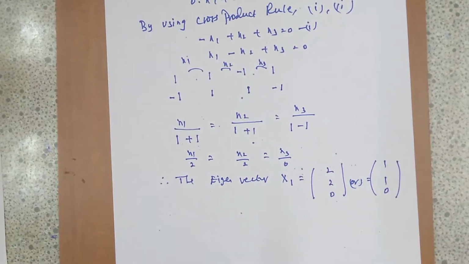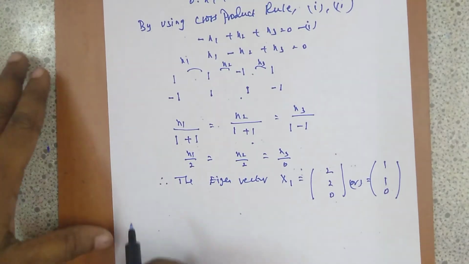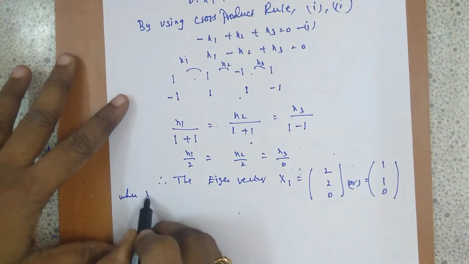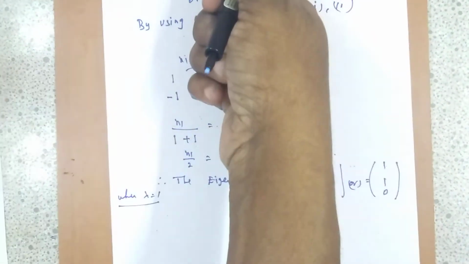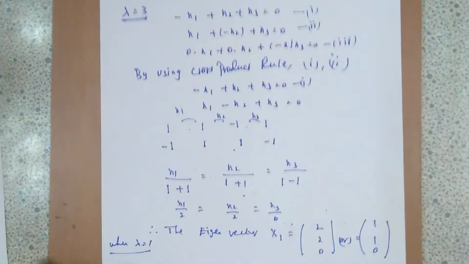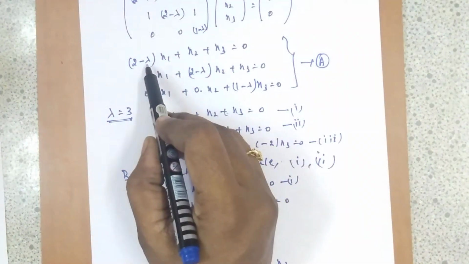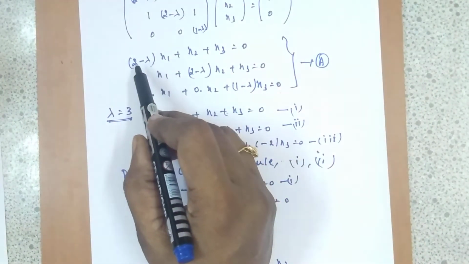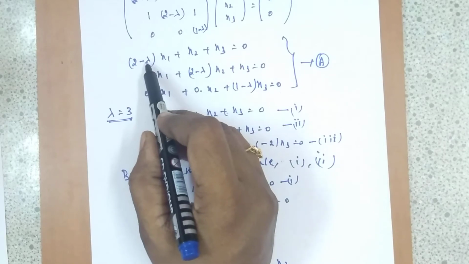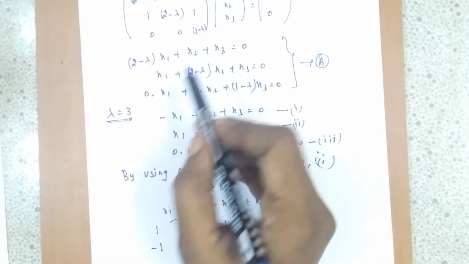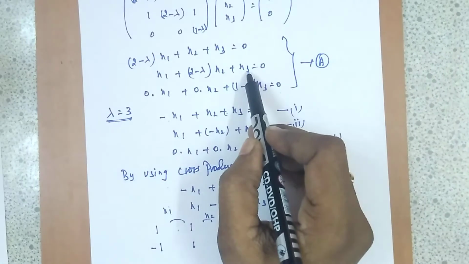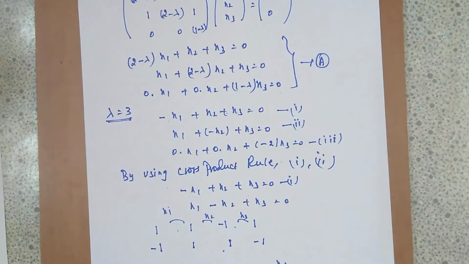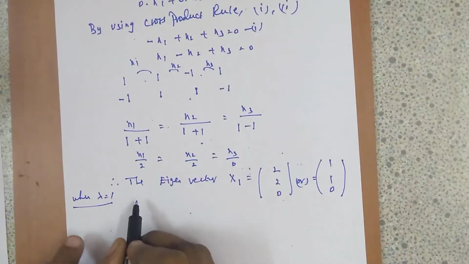When lambda equal to 1 we are getting 2 times. So when lambda equal to 1 we have to substitute in the system capital A. So when you are substituting in the A, here we have to substitute lambda equal to 1. So what will happen? 2 minus 1, 1. So x1 plus x2 plus x3. And here x1 plus 2 minus 1, so 1 x3. Likewise.